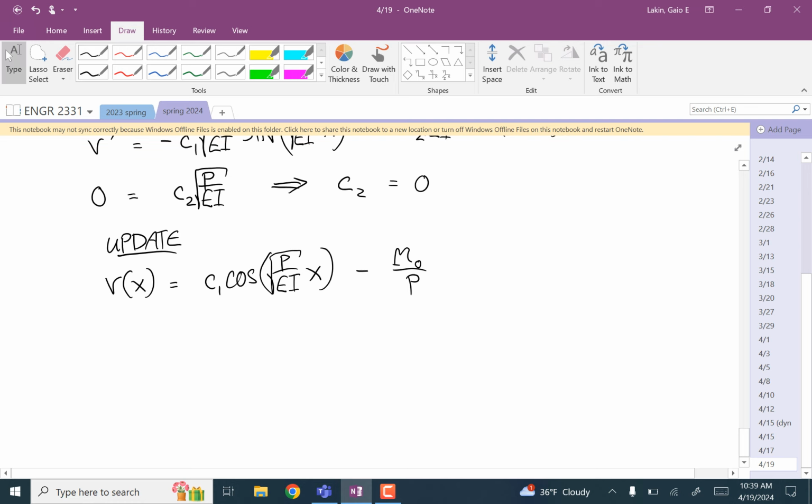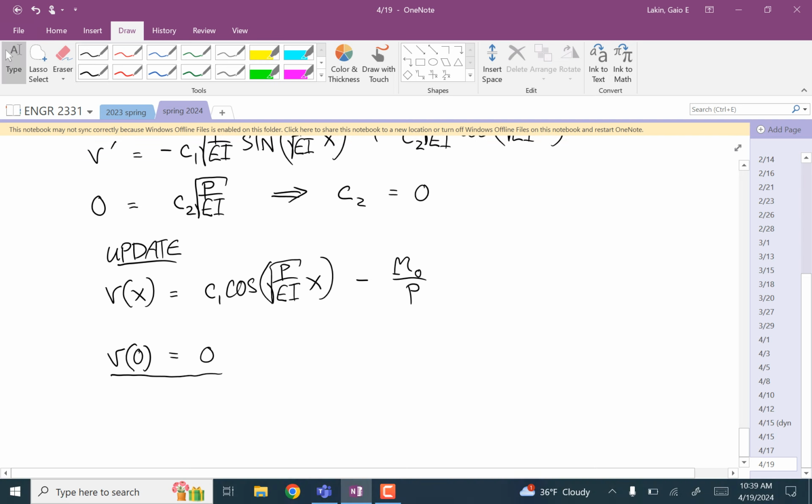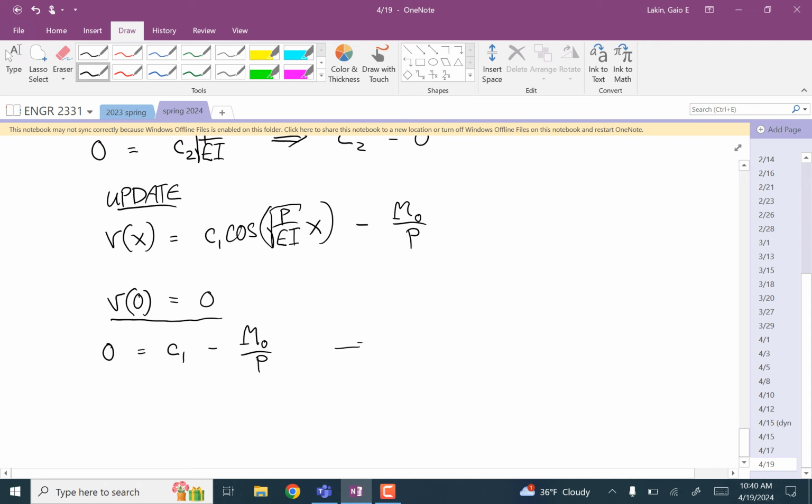So now that we've done the easiest one, happened to be V prime is equal to 0 at x equals 0, now we'll say V at x equals 0 is equal to 0. Okay. And we're going to use this updated form. So we have 0 is equal to, cosine of 0 is 1, so this is C1 minus M sub 0 over P. And that tells us that C1 has to be equal to M sub 0 over P.